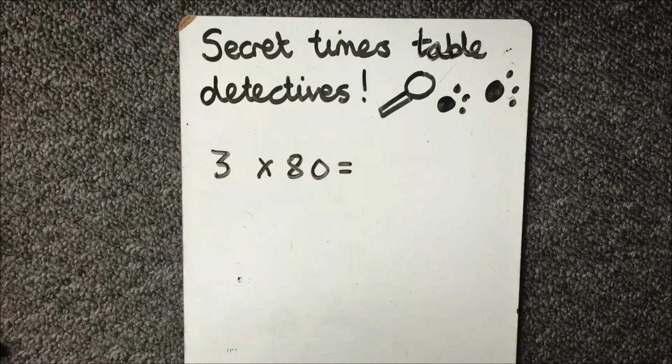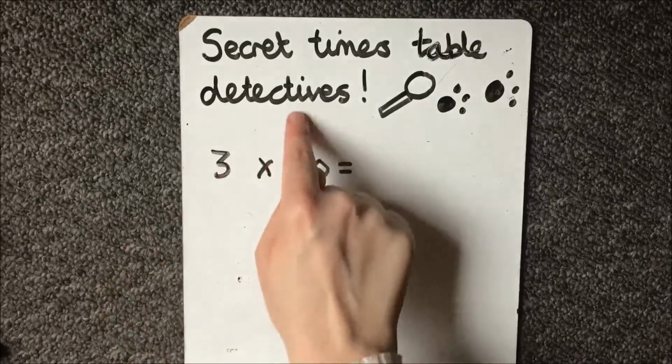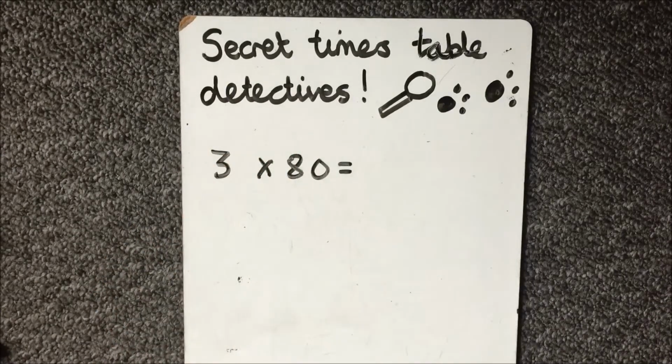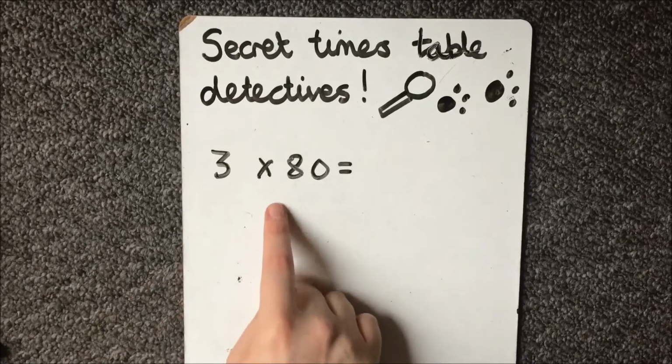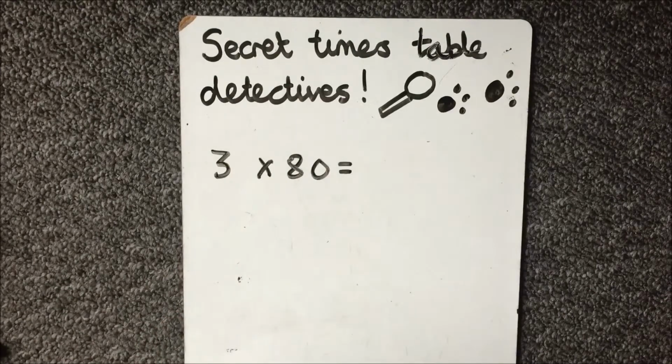We're going to start today's lesson by revising our secret times tables from yesterday. We need to be secret times table detectives. How did we use our secret times tables yesterday to solve number sentences like this? 3 times 80 is the same as. Pause the video, talk to someone at home or at school to say what we did to help us.